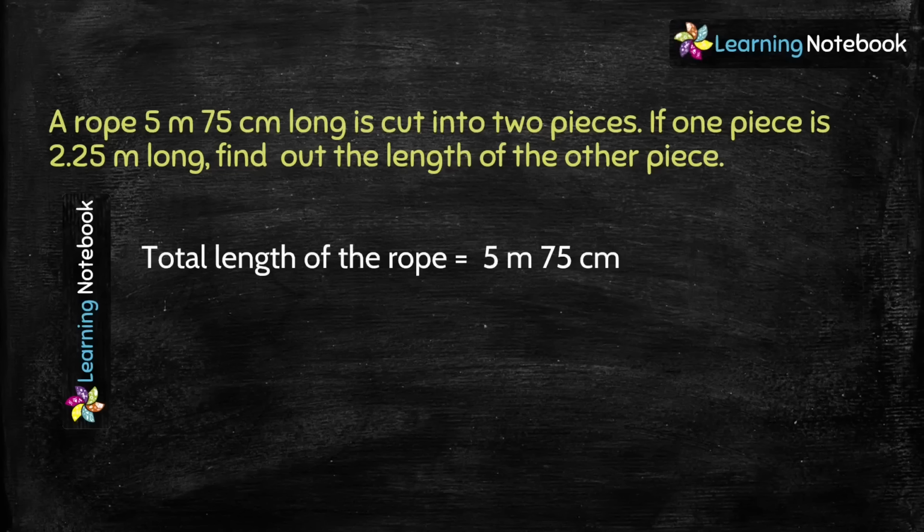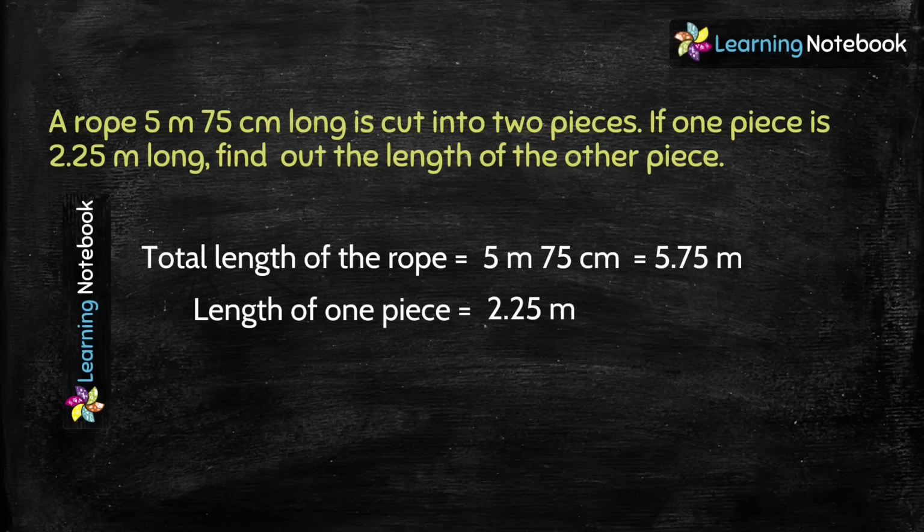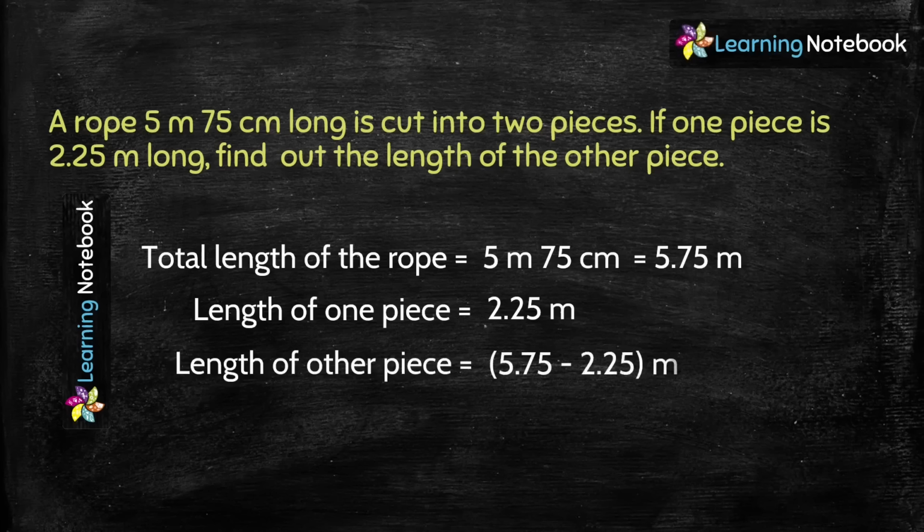So let's solve this word problem. First we will write the statements. Total length of the rope equal to 5 meter 75 centimeter. Students, this can also be written as 5.75 meters. Next, we are given with the length of one piece of the rope, which is 2.25 meters. So, to find the length of the other piece, we will subtract these two numbers.